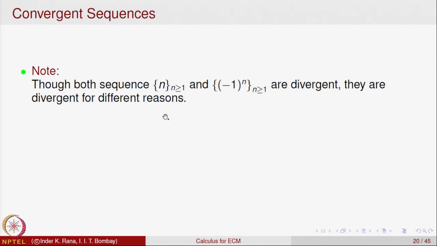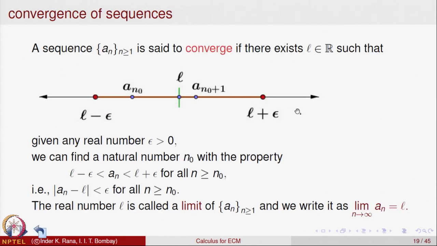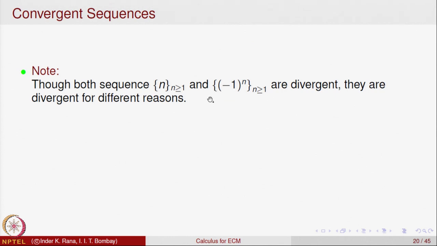Note that the sequence we had 1, 2, 3, 4, so on, and the sequence minus 1 to the power n, both are not convergent. Okay, let me just say that when a sequence is not convergent, we say it is divergent. I have not said that. So, let us say when a sequence is not convergent, we will say it is a divergent sequence. So, the sequence n is not convergent. Why? Because first term is 1, second term is 2, third term is 3. So, it keeps on increasing. It is not coming closer to any value. So, it is a divergent sequence.